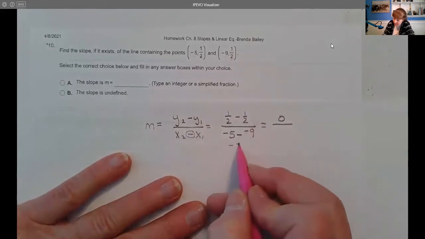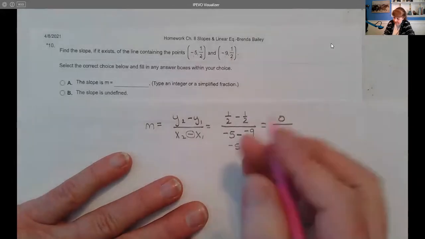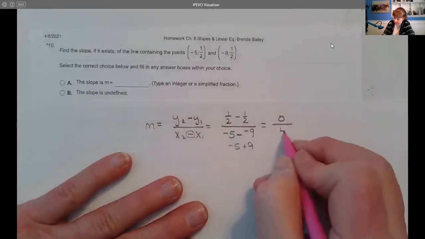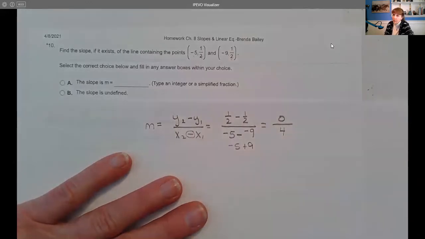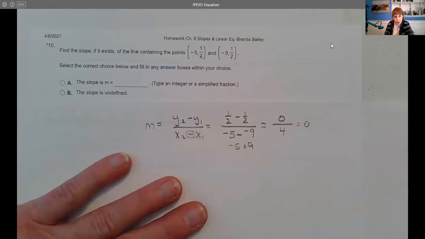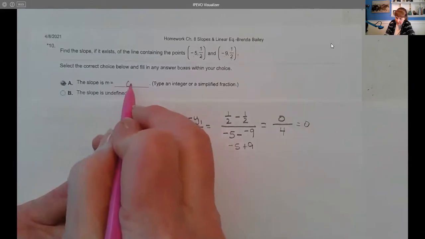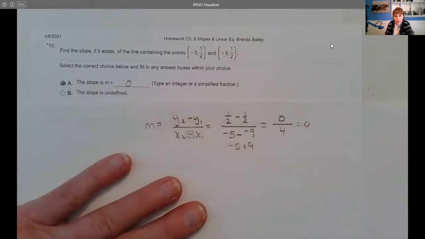Here, this is a negative 5 plus 4. Oh, excuse me, because that's the answer. And you get a 4. Well, 0 over any number is 0. So our slope, click that guy, the slope is 0. 0 over a number is 0.